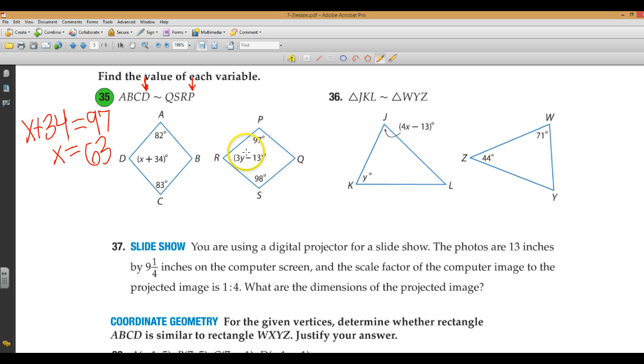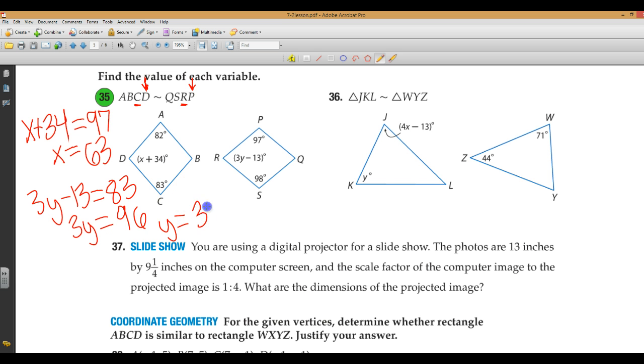We also have an expression for y for angle R, and angle R is the third letter, so angle C is the third letter, so set those two equal. So 3y minus 13 is equal to 83. So we would add 13 to both sides, so 3y is equal to 96, and divide both sides by 3, and y is equal to 32.